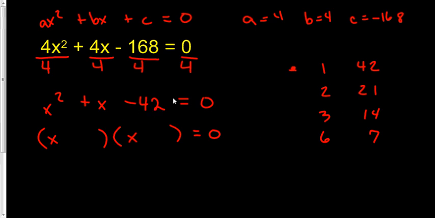If I want to have a negative 42, one of these numbers, doesn't matter which one, has to be negative. But when I add a negative and a positive number together, I need to have positive 1 left over. That's not going to happen here. Not going to happen here. You know what? If this is a negative 6 and that's a positive 7, I'll get the positive 1 that I need. So it's x minus 6, x plus 7. And that's the point that you're used to.